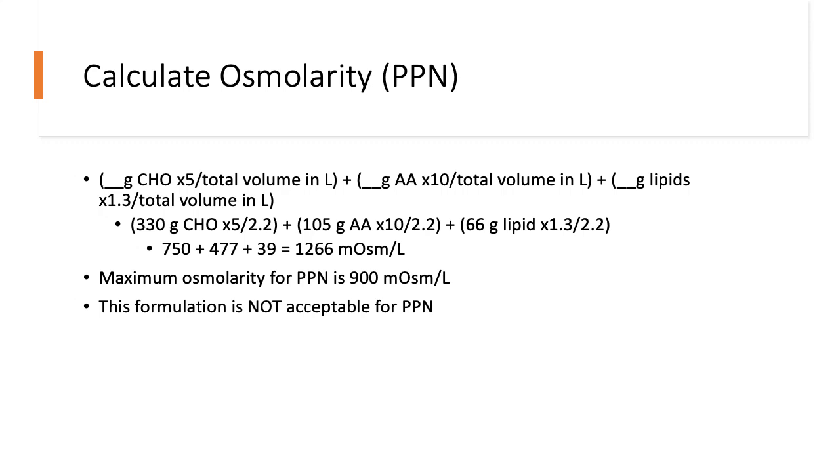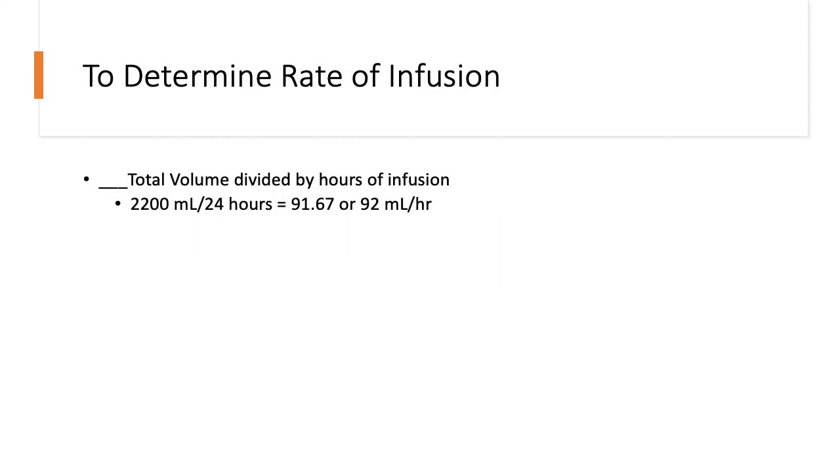Remember that the maximum osmolarity for PPN is 900 milliosmoles per liter, and so therefore this formulation is not acceptable for a PPN. You're either going to have to increase the volume or take out some macronutrients to make this fit for a PPN. Now we're going to determine the rate of infusion by taking the total volume divided by the hours of infusion. This is a new start TPN, so we're going to run a continuous infusion over 24 hours. So we take 2,200 mLs divided by 24, that gives us 91.67, or in reality, we're going to run this at 92 mLs per hour.